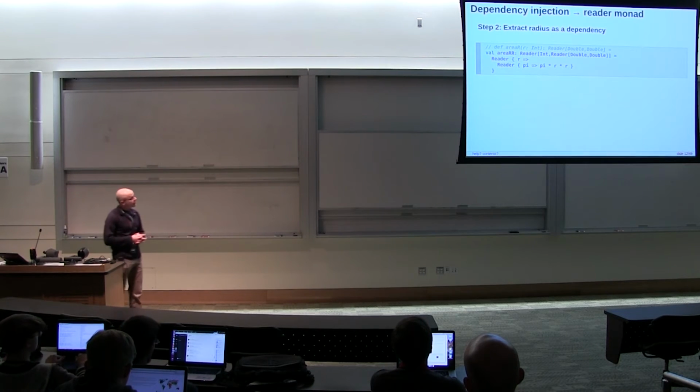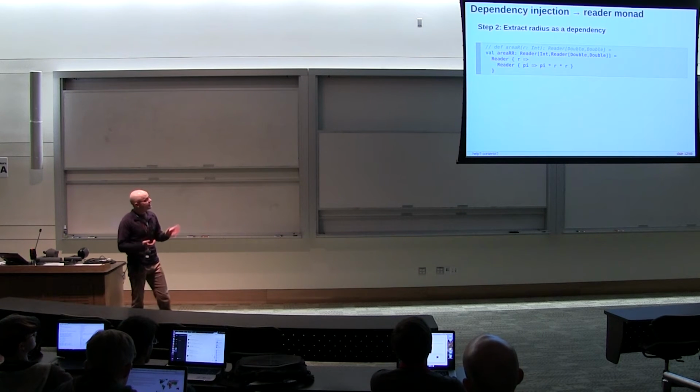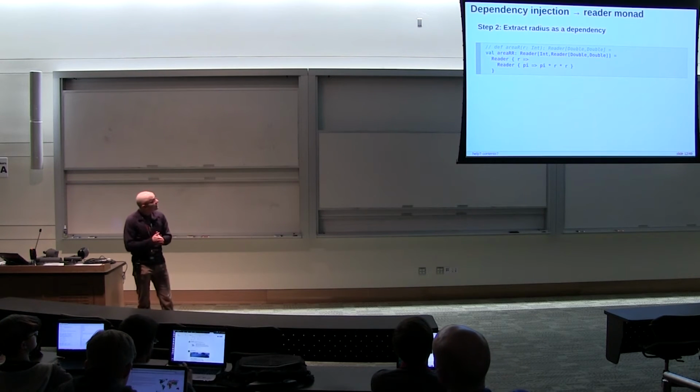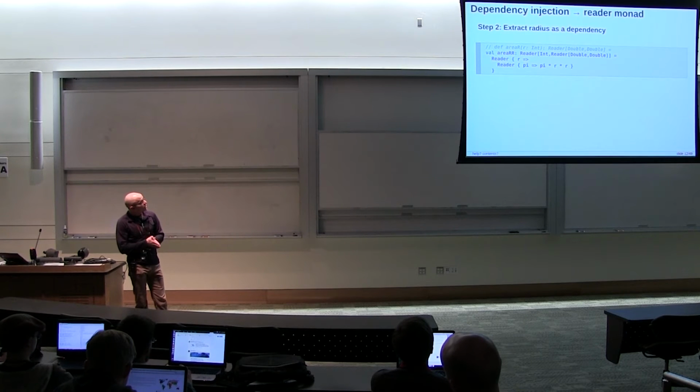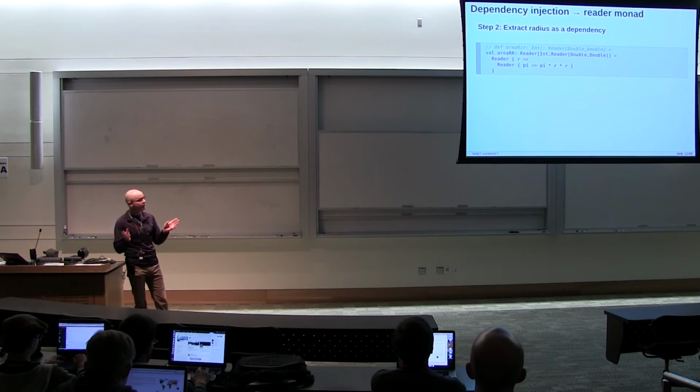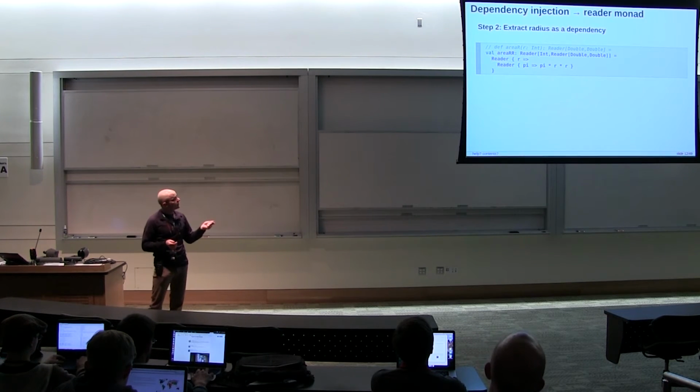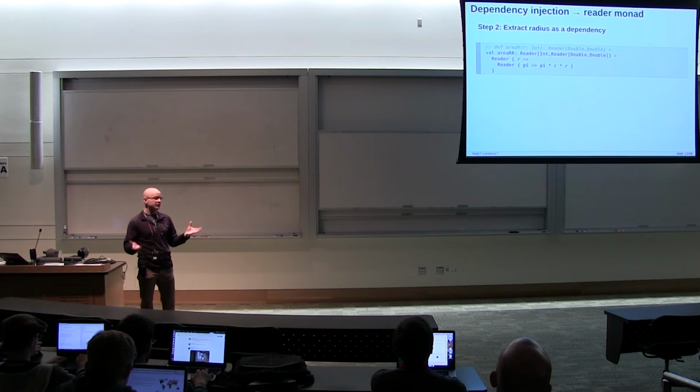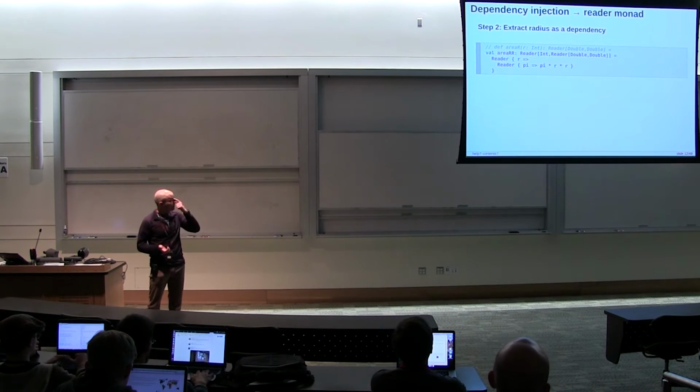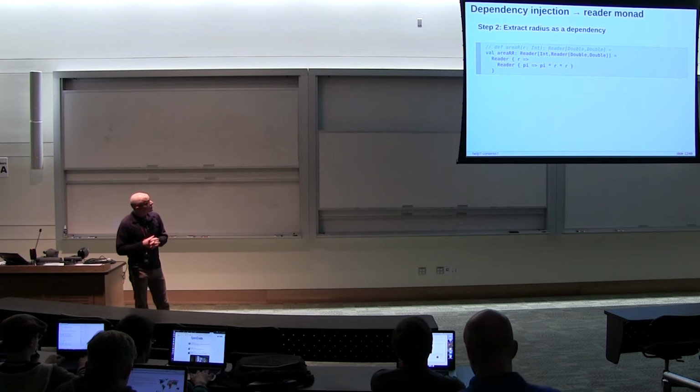So like before, we'll start with area. We don't have to, but it's kind of neat to see both of these converted to readers. So the first thing we do is drop the argument. We no longer have a radius argument. And because of that, this area function no longer even needs to be a function. It's just a value. It never changes.